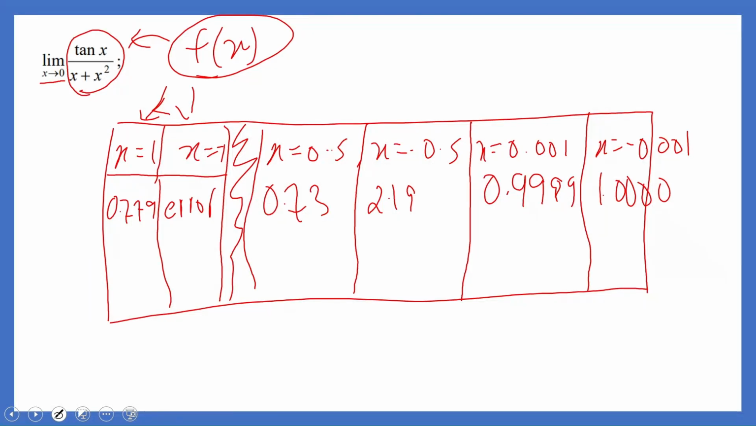So what do we see over here? As x reaches very, very small values, very close to zero from either side, we see that f of x tends to or approaches 1. So therefore, this limit is equal to 1.